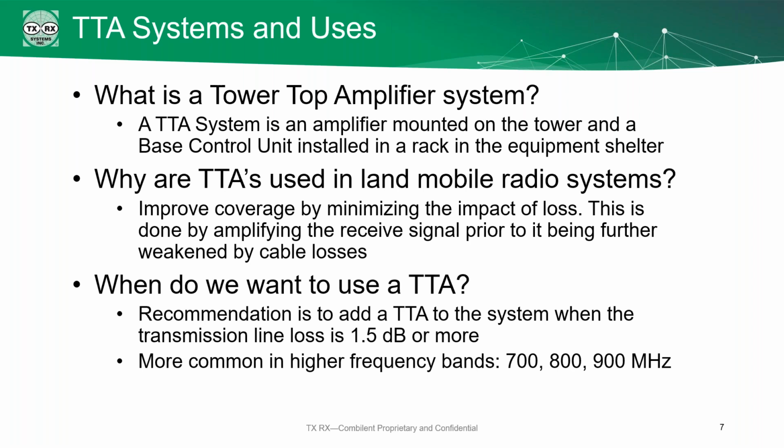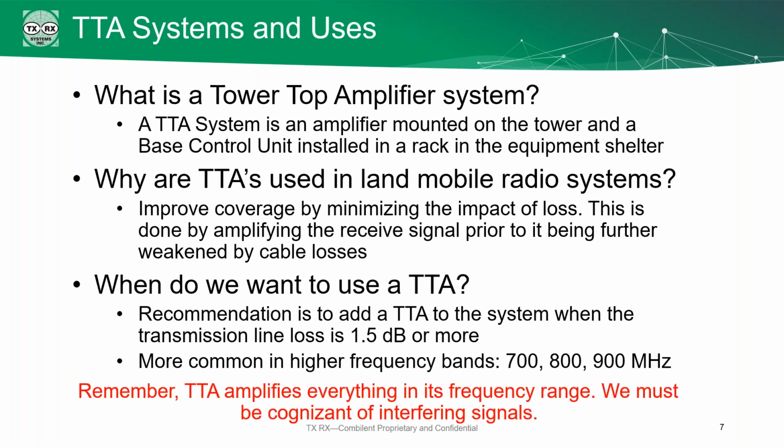We recommend that you use a TTA anytime you have a cable loss higher than 1.5 dB. And this is pretty common in the 700, 800, and 900 megahertz frequencies. Some of these towers are quite tall. Their cables are going to be long. Use a TTA. It's important to remember, though, the TTA is going to amplify everything within its frequency range. So if there's another signal, we have to be aware of that.